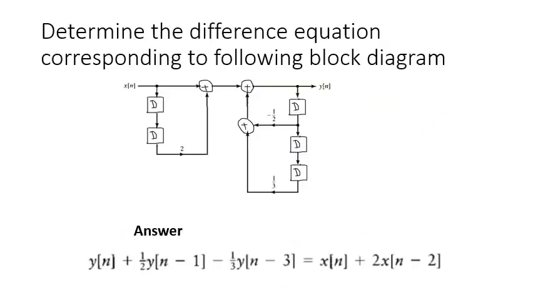So this is one of the homework problems. You are given a block diagram and you have to find the differential equation. So here the block diagram representation is for a discrete time system, so you have to find the difference equation for this block diagram. The answer is provided here, so I hope all of you will go through it, and using the block diagram you can find the difference equation for this one.